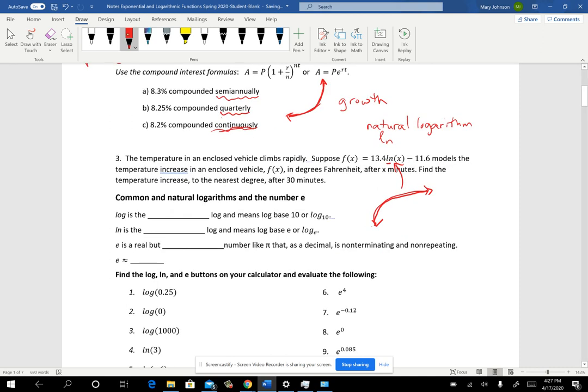So they're useful for different models as well. This one dealt with temperature in a car, the degrees. It gets really hot really fast, and then it reaches that really hot temperature and just kind of stays there. It levels off to what the ambient temperature would be.